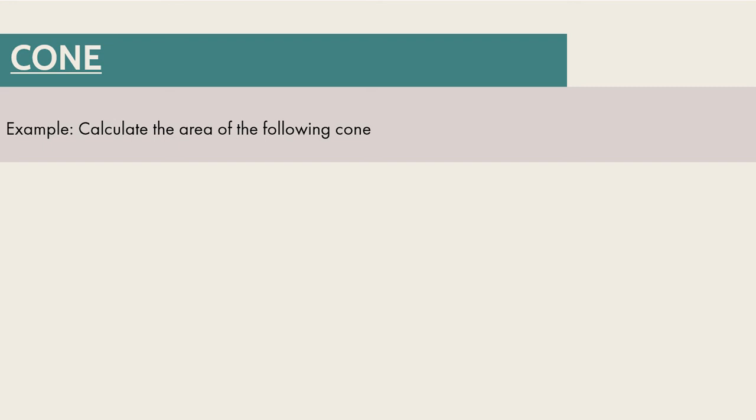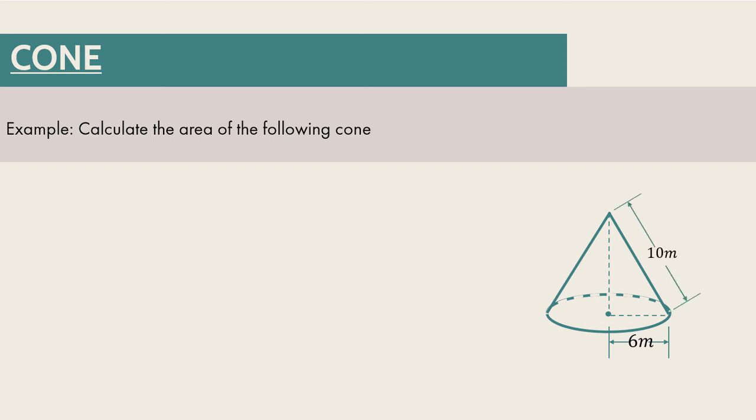Example, calculate the area of the following cone. Here we have a cone of the radius 6 meters and the slant height of 10 meters. Okay, try to apply the formula that I have shown you and work out your answer.